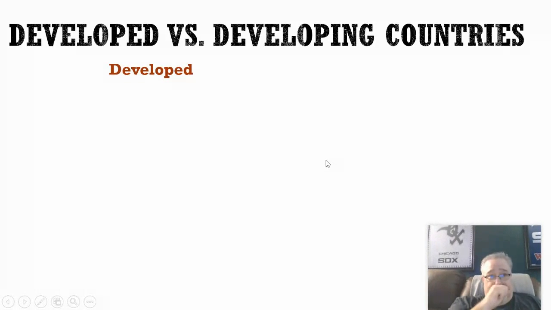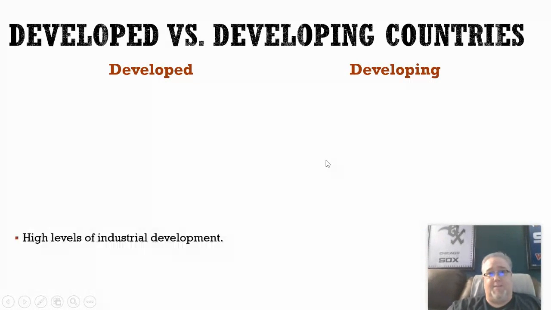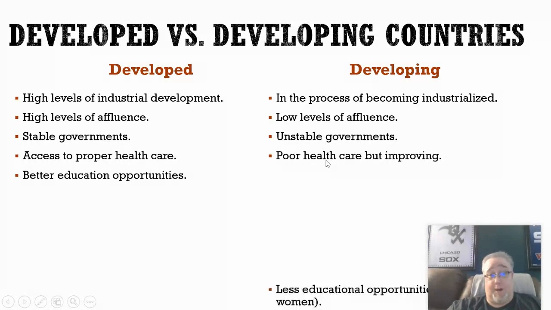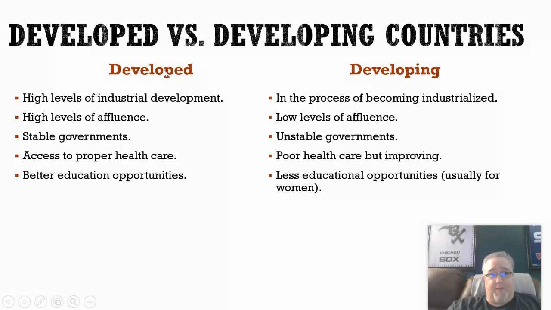So let's talk a little bit today about what some of the differences between a developed and a developing country are. Again, when you think of a developed country, think places like the U.S. We have a high level of industrial development, high levels of affluence, which basically means the average household income is pretty good compared to a lot of other countries around the world. We have a fairly stable government system. We have access to proper health care, and we have good education opportunities.